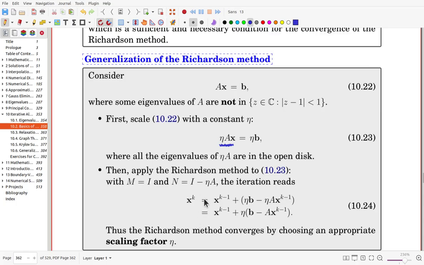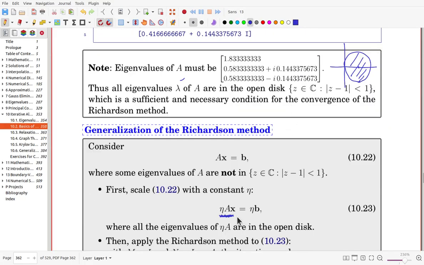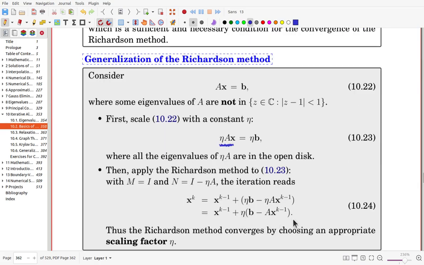Then with some algebra, you can reach this iteration algorithm. The only difference from the original one is now eta. So earlier, this algorithm was updating using the residual. Now, the scaled residual, eta times the residual, is added to get the new iterate. So once all the eigenvalues of eta A are inside the disk, this will be convergent. So if you can choose such a scaling factor eta, then you can use the Richardson method.